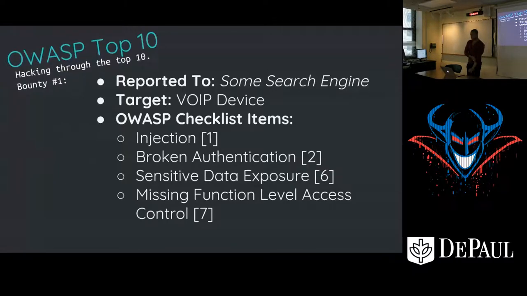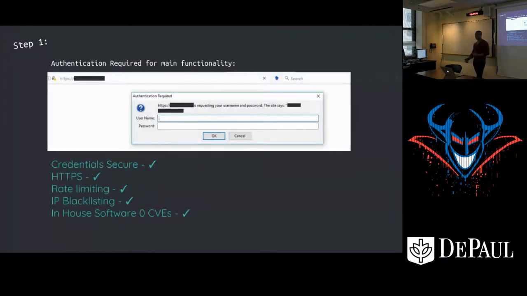There's a couple big ones out there. I'll let you guys pick which one you think it would be. Won't confirm even if you ask. But the target was a VoIP device that I had found, and the checklist items that it matches are right there. I'm not gonna read them all out. So I'm gonna walk you through this process and showcase why writing things on your own could be such an issue. So authentication was required for the main functionality.